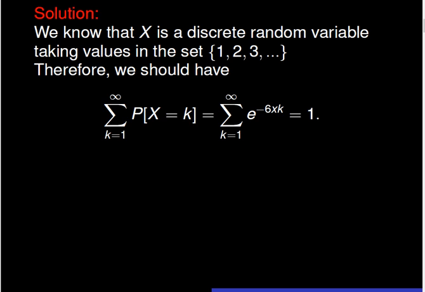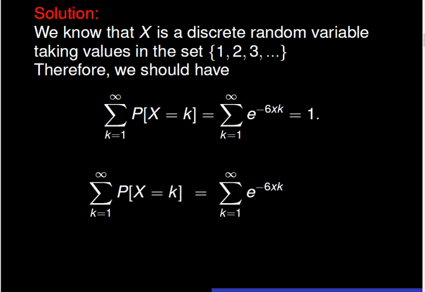We know that the sum of all probabilities should add up to 1. Therefore, the sum for k going from 1 to infinity of exponential of minus 6xk should be equal to 1. The summation of the probability of X equals k, for k going from 1 to infinity, should be equal to the summation of exponential of minus 6xk for k going from 1 to infinity.